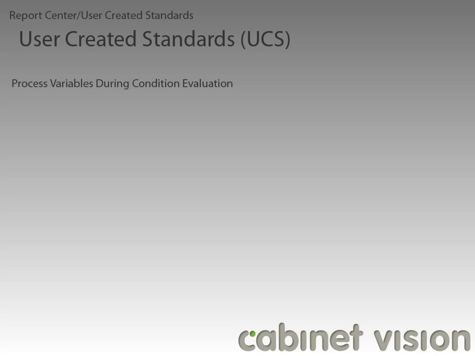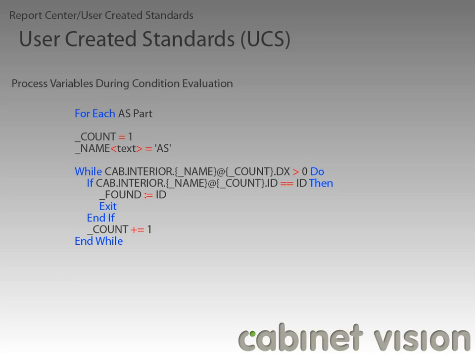The first new feature is the ability to process variables during condition evaluation. Now, what does that mean? Well, let's take a sample UCS and figure that out. The first thing we will look at is the for each statement. This line is telling us that the UCS should only apply to AS, or adjustable shelf, parts.